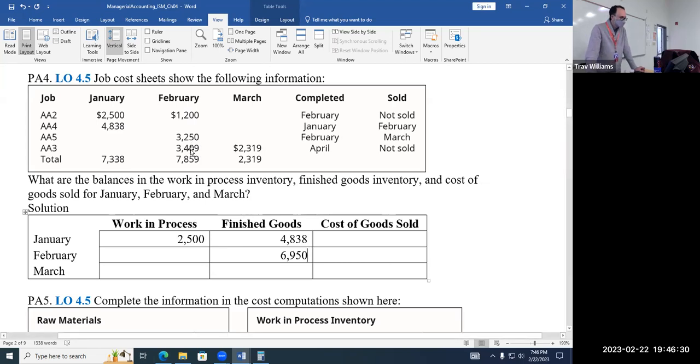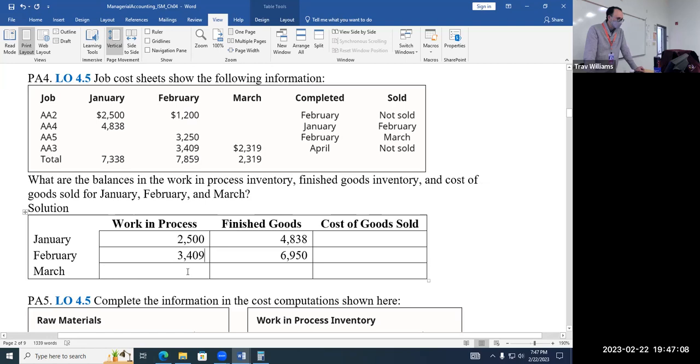Okay. Then we have this $3,409 in February. That is a work in process, right? That one doesn't get completed till April. So this 3,409 is work in process in February. Any questions so far? Okay, let's look at work in process for March.